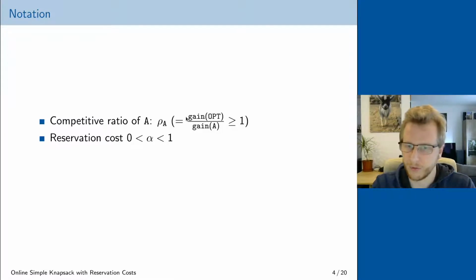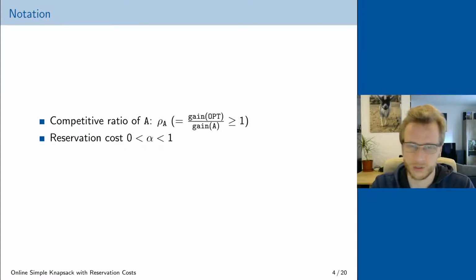And the gain of opt will always simply be whatever the optimal algorithm is able to pack into its knapsack, while the gain of an algorithm will be what the algorithm can pack into its knapsack minus some possible reservation costs. And these reservation costs, which I will introduce in a second, will be dependent on a factor of alpha, which is a proportion of an item that we will have to pay as reservation.